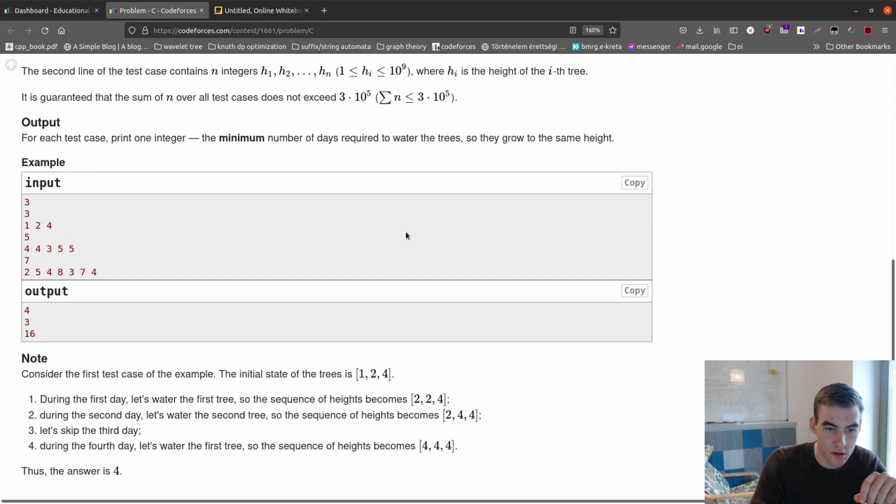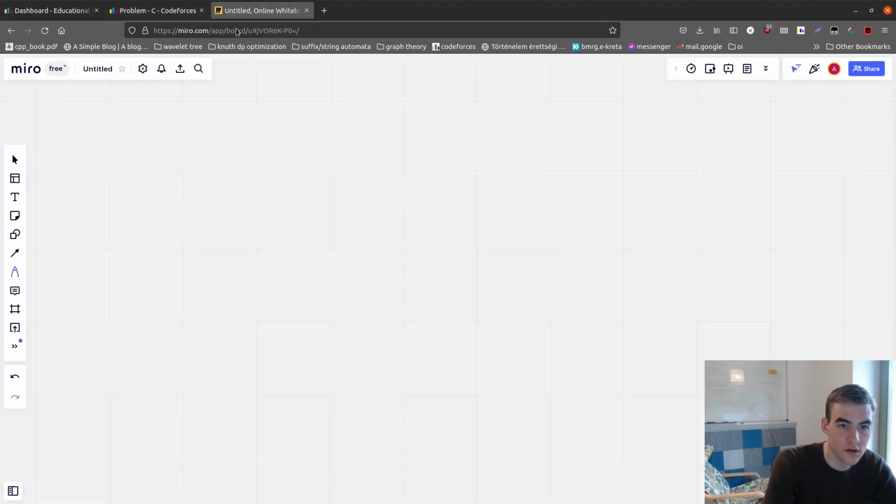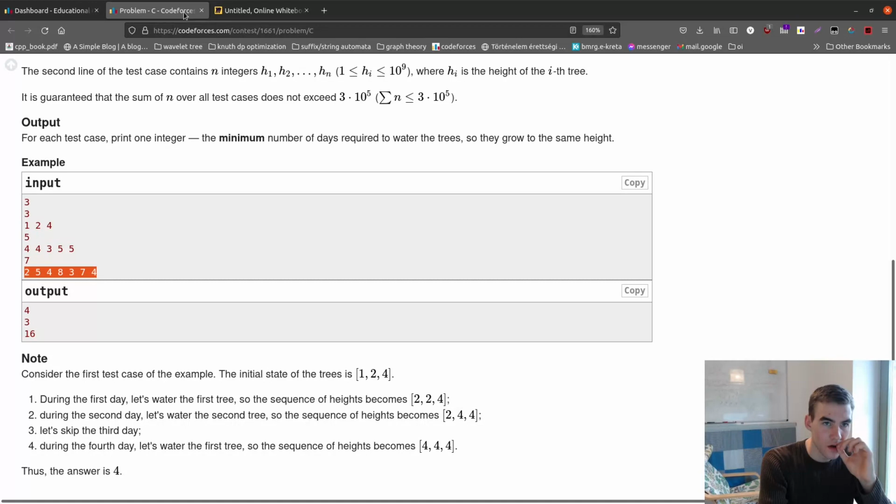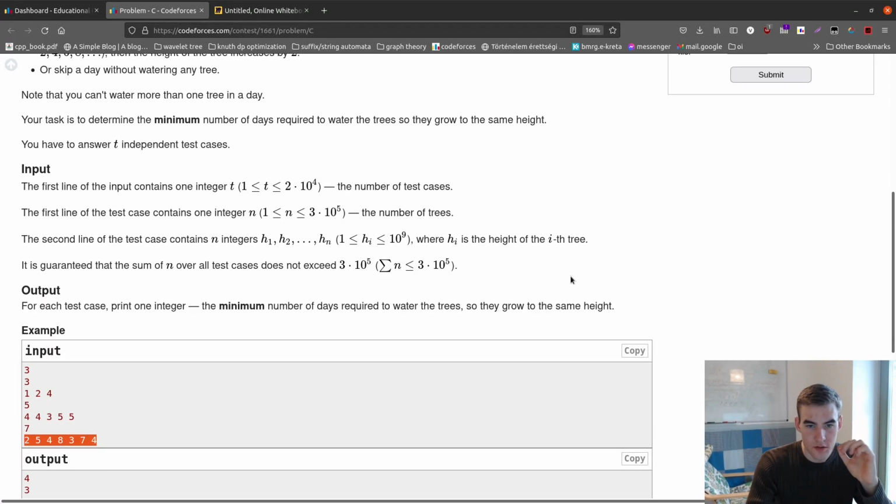Okay, let's actually draw this one. So the heights are 2, 5, 4. Let's draw it in order: 2, 3, 4, 4, 5, 7, 8. I need to grow each of these trees to 8. Can I binary search the amount of days I need?